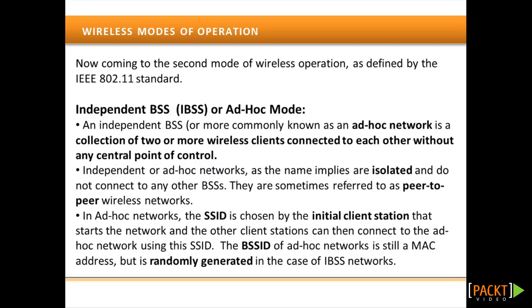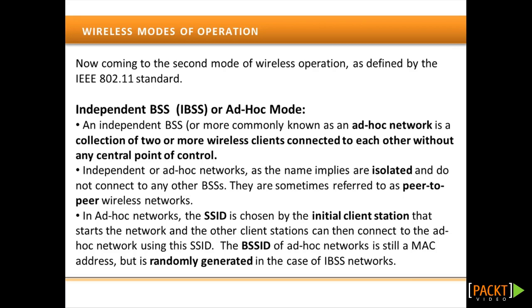Now coming to the second mode of wireless operation, as defined by the IEEE wireless standard, an independent BSS, or more commonly known as an ad hoc network, is a collection of two or more wireless clients connected to each other without any central point of control. In other words, an ad hoc network does not contain any APs. Independent or ad hoc networks, as the name implies, are isolated and do not connect to any other BSSs. They are sometimes also referred to as peer-to-peer wireless networks.